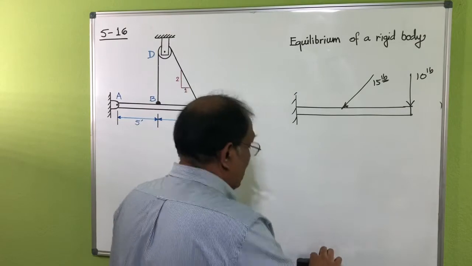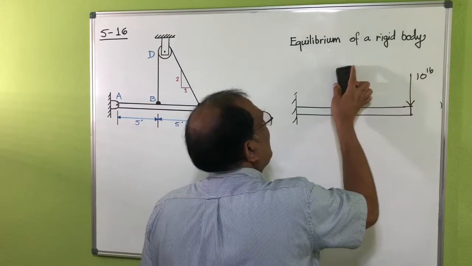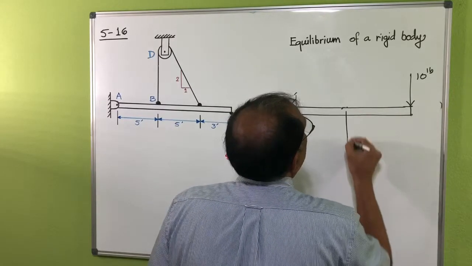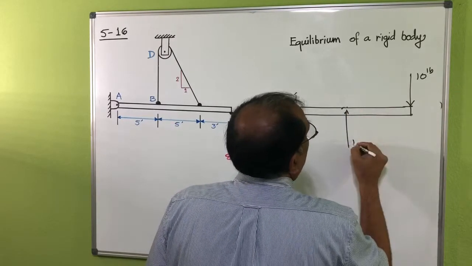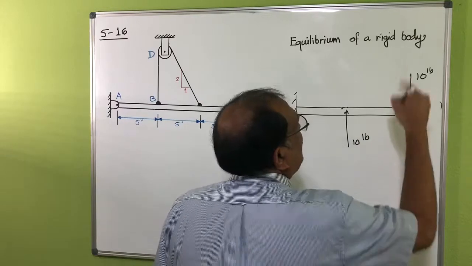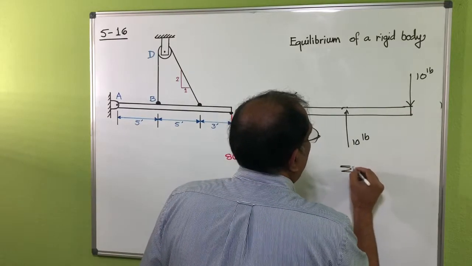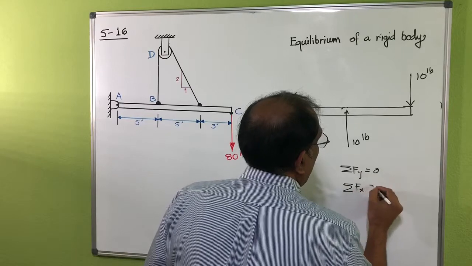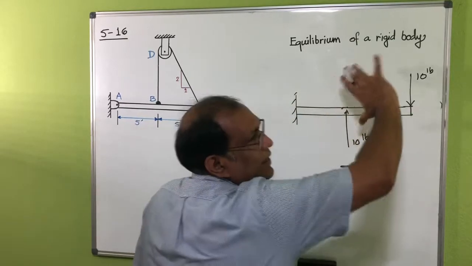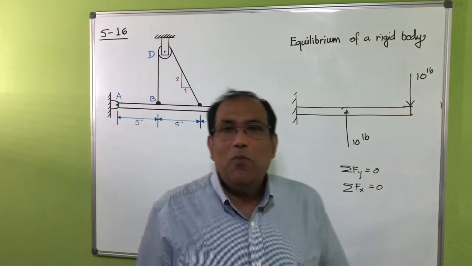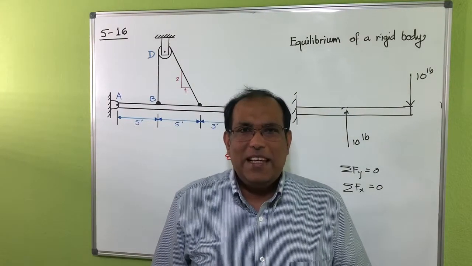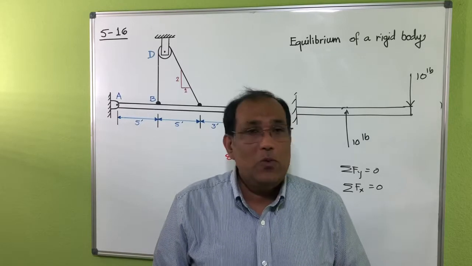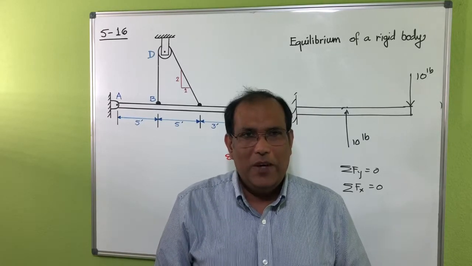Now, even if I assume that the summation of forces in, let's say, y direction is also 0, because I'm going to put another 10 pounds load here, now you can see summation of Fy is equal to 0, summation of Fx equal to 0. But this one can rotate like this, right? So there is a moment here. So if you can't resist that moment, then this will not be in equilibrium, right?